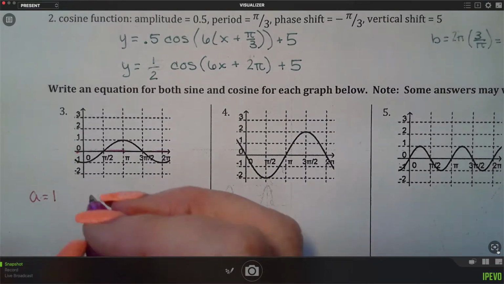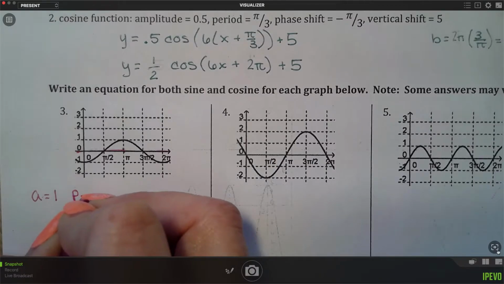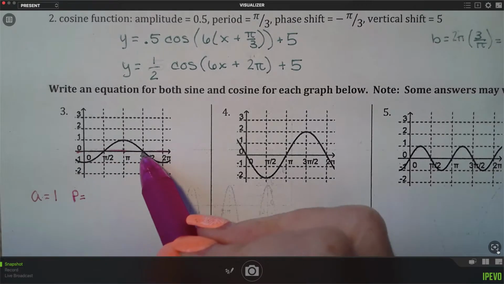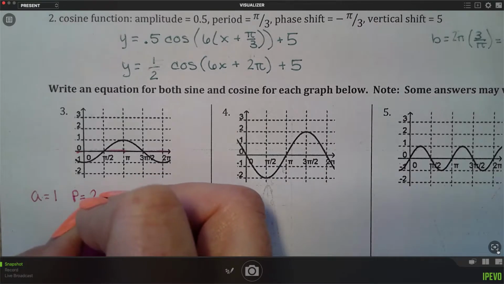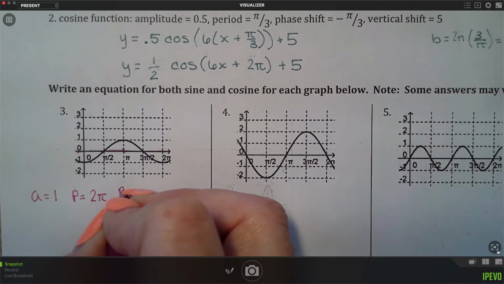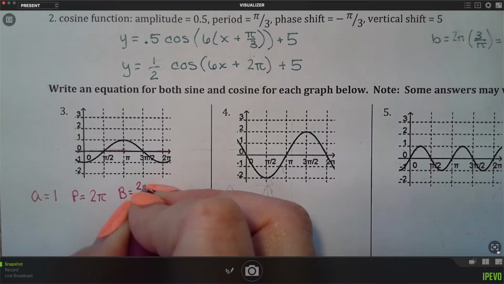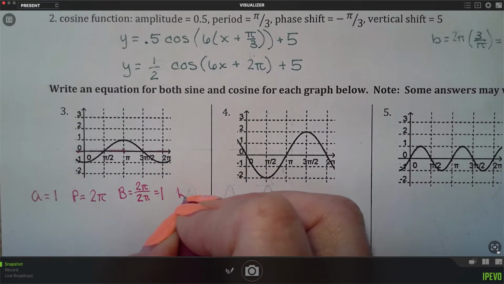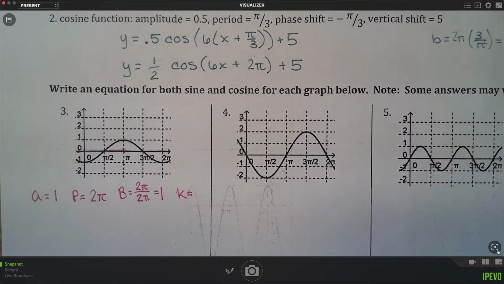You are going to have to identify period because you need it to get B, correct? So the period is the amount of space it takes to complete one cycle. So I start at 0, 2 pi. And B is 2 pi over the period. So 2 pi over 2 pi, so it is 1. And K. Okay, so 0. So put a 0. Don't ignore it, because if you ignore it, guess what you're going to do when you have to do it? You're going to forget it. Okay, so those are the things that are the same.